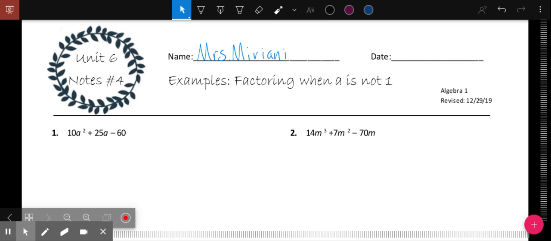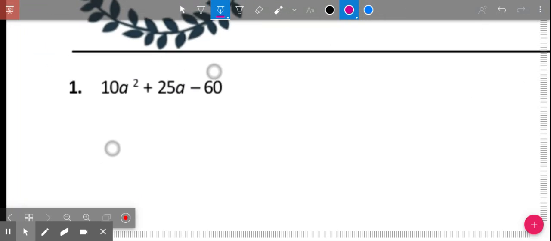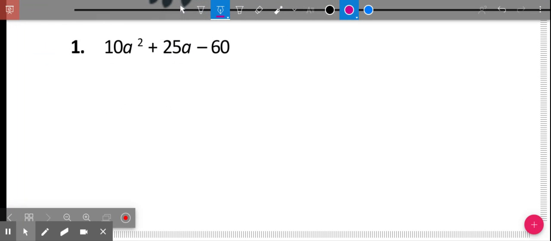Alrighty, so today we're going to be looking at a few examples of factoring when our a value is not 1. Okay, so we're going to go through a few examples, or I'm going to do one and then you're going to do one on your own. So looking at number 1, we have 10a squared plus 25a minus 60.